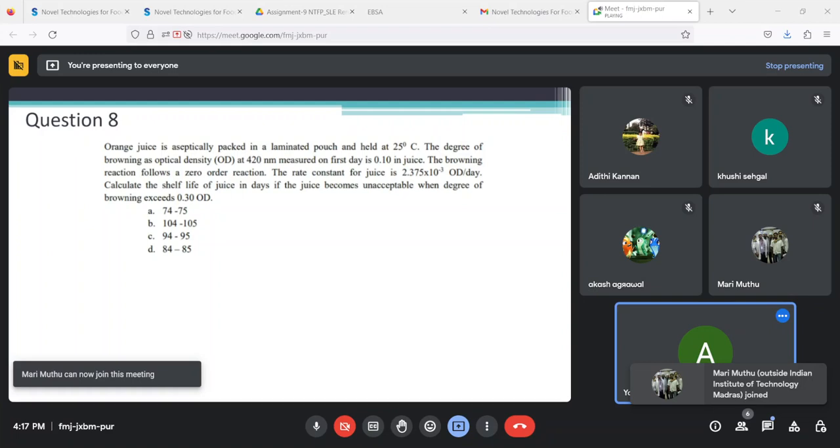So in this problem, you have an orange juice and we are constantly measuring the optical density or the absorbance at 420 nanometers. Initially at day 0 or day 1, your absorbance or the OD at 420 nanometers is 0.1. You're storing the orange juice over time, and you have to throw the orange juice if the OD exceeds 0.3. And your rate constant of the browning reaction that causes this increase in OD is 2.375 into 10 power minus 3 OD per day. So you need to calculate how long you can store the juice before you can throw it because the OD exceeded 0.3.